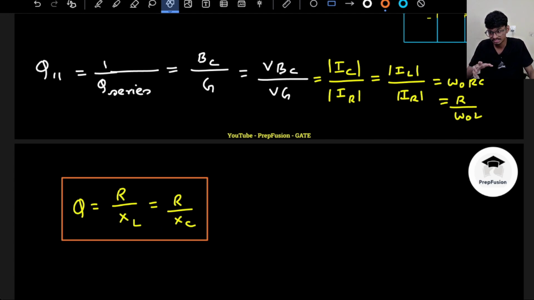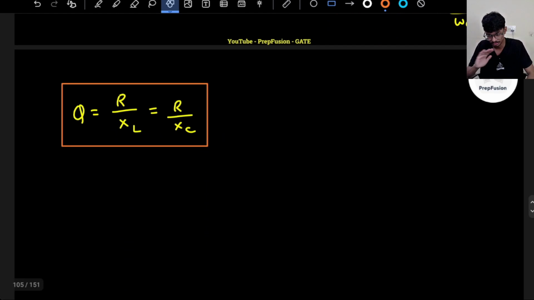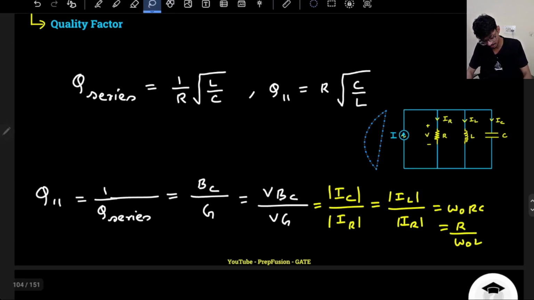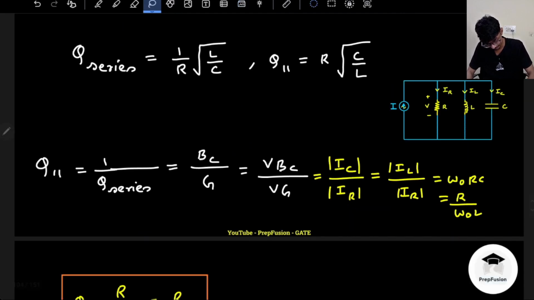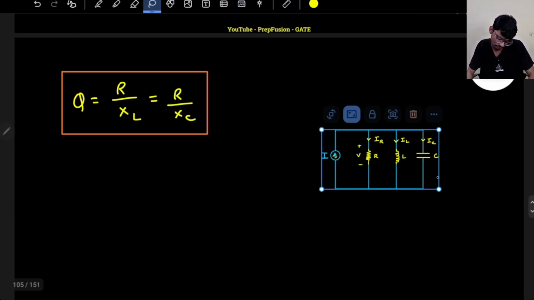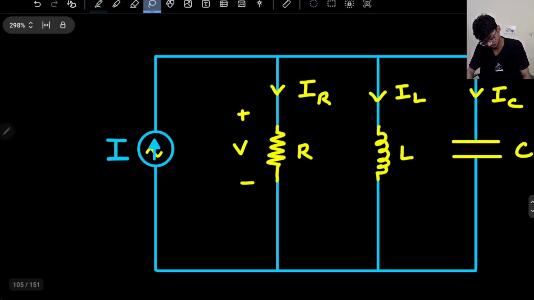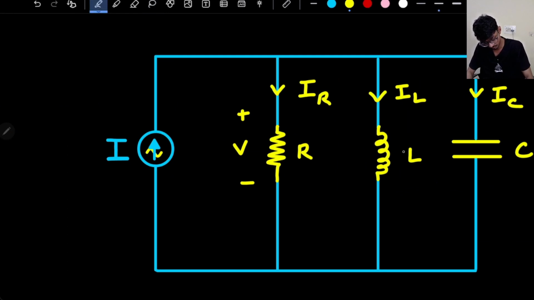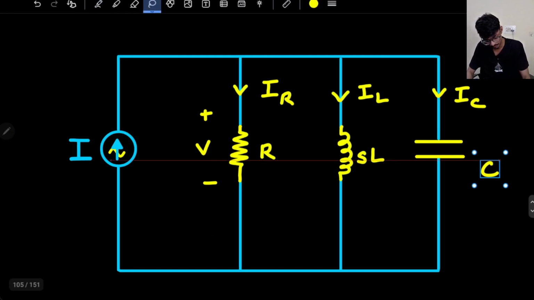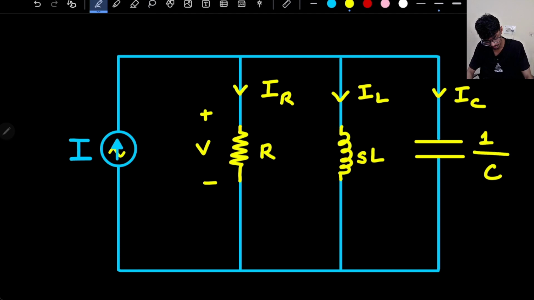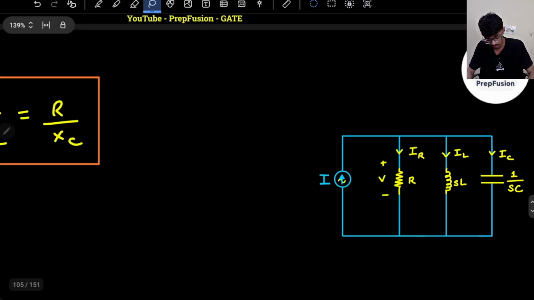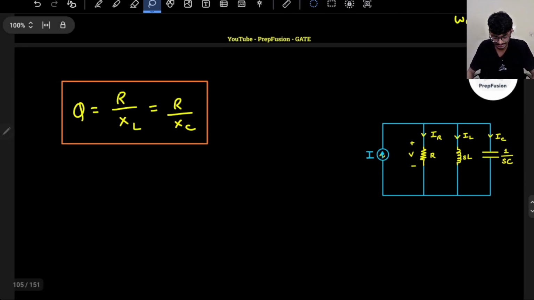Now let's come to zeta. What is the relationship between zeta and the quality factor? If you don't know about zeta, you can ignore this. If you don't understand Laplace, you can ignore the next 5 to 10 minutes. So if I just bring this circuit, this will be SL, this will be 1 by SC.